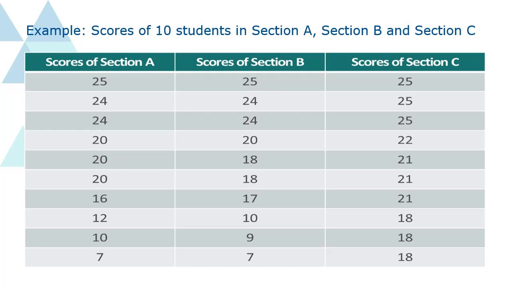Now let us learn methods of calculation of mode under three series, that is individual series, discrete series and continuous series. First let us see individual series. Under individual series we only find the X variable, only one set of data will be available. In the given slide I have shown you three scores of section A, section B and section C. While solving the problem, we have to arrange the data either in ascending order or descending order.